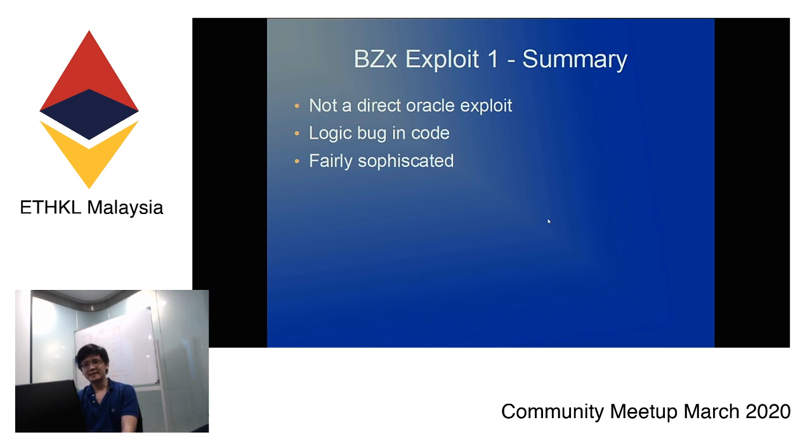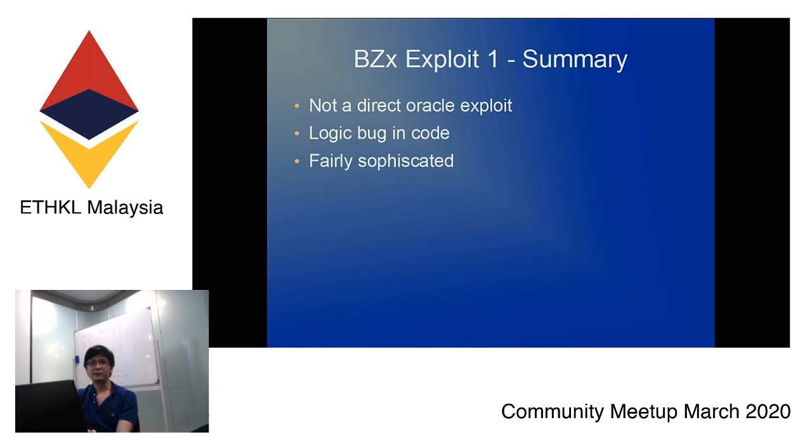Right, so the first bZx exploit, I would say it is more towards being a bug, because as we go through the steps on how the attacker did it, you will be able to see it's actually exploiting an aspect of the contract where it's supposed to actually stop that nature of exploit itself. If you decompile the contract or look through how the attacker does it, it's fairly sophisticated, and it's not a direct Oracle exploit.